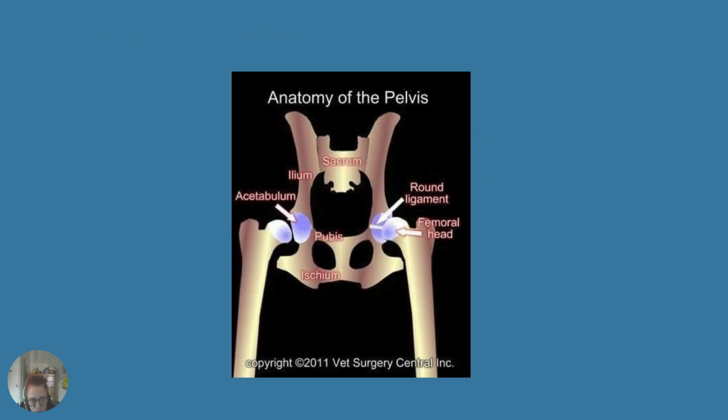This is a picture showing the femoral head going into the acetabulum, which is the socket. It is referred to as a ball and socket joint. And when it is not staying in place or stabilized due to loosening or laxity, that is when hip dysplasia and osteoarthritis are prevalent.